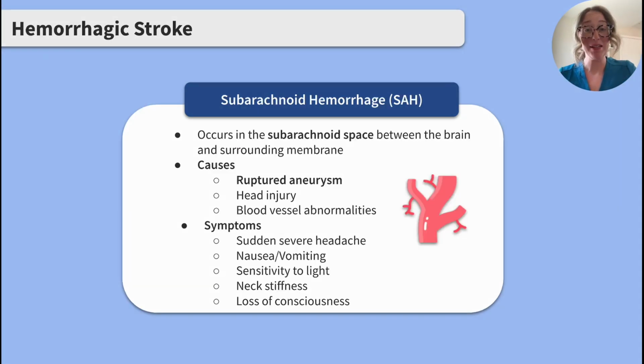The second type is a subarachnoid hemorrhage. This occurs in the subarachnoid space, which is between the brain and the surrounding membrane. This is most commonly caused by an aneurysm that has ruptured, but can occur due to a head injury or blood vessel abnormalities. Symptoms include a sudden severe headache, usually described as the worst headache ever experienced, nausea, vomiting, sensitivity to light, neck stiffness, and loss of consciousness.